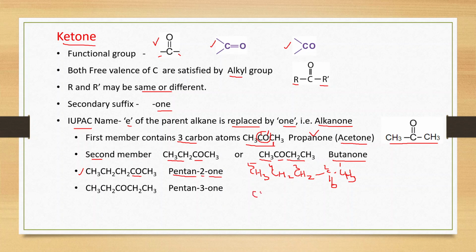Now in this case, there is the CH3, CH2. The position of this CO may also be changed if there are 5 carbon atoms in a ketone. Then again, you can give the numbering from any side. You will get the third position CO group is there. So this is pentan-3-one.